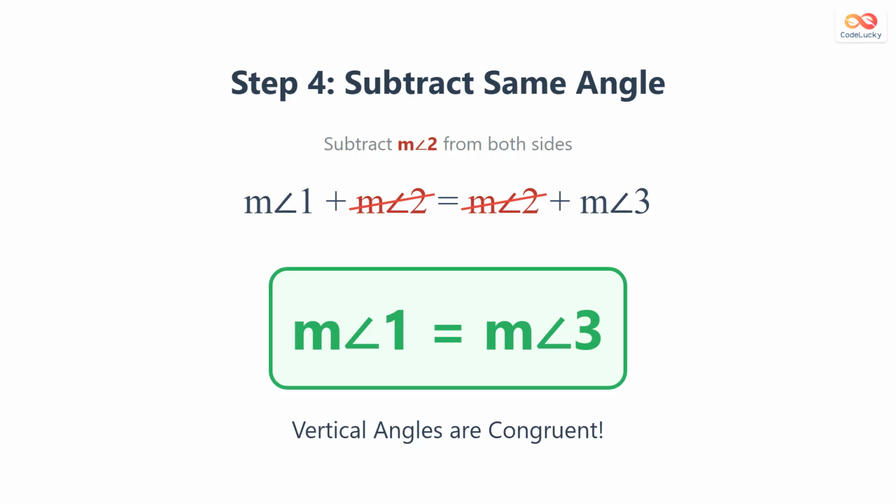Now for the final step. We have angle 2 on both sides of the equation. Using algebra, we can subtract the measure of angle 2 from both sides. When we do that, we are left with our result. The measure of angle 1 equals the measure of angle 3. We have proven that vertical angles are congruent.